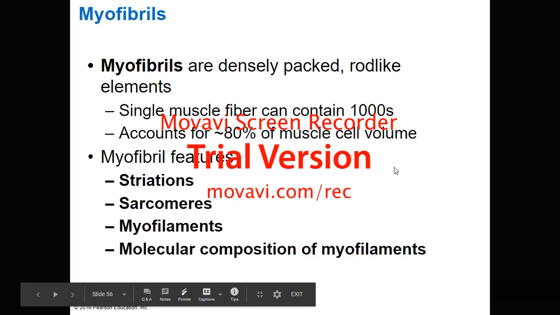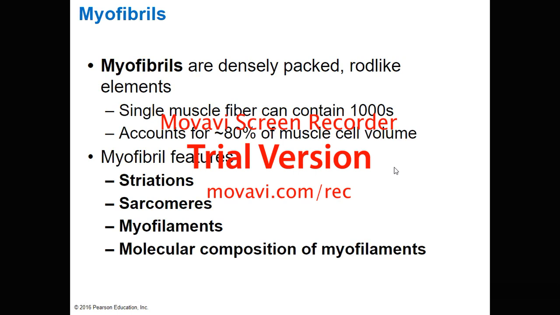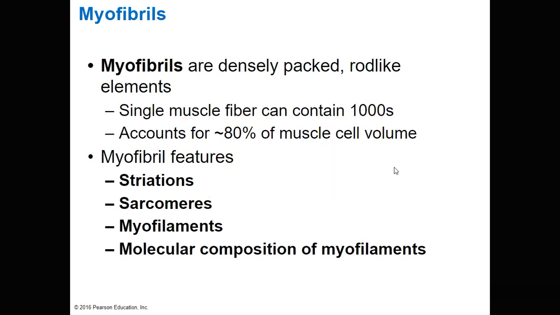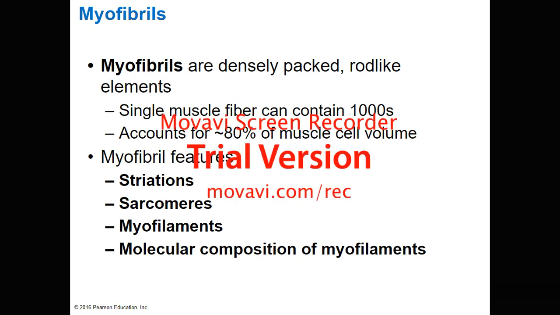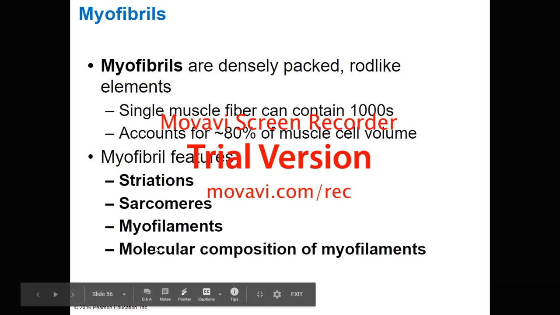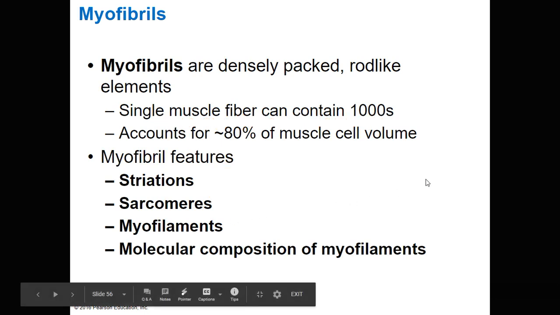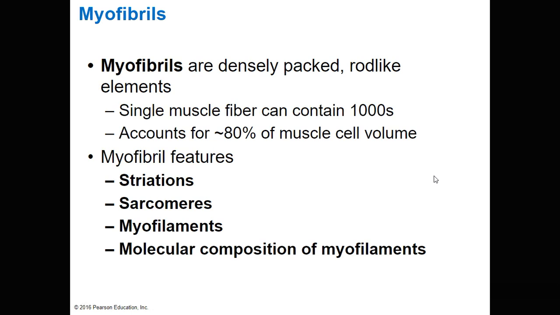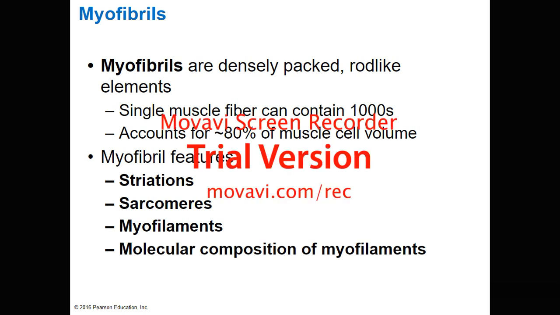Each muscle fiber is densely packed with a rod-like organelle called the myofibrils. A single muscle fiber can contain thousands of these myofibrils, and they account for 80% of the muscle cell volume. Myofibrils are essentially made up of myofilaments, and these myofilaments are made of either actin or myosin. If they're thin, they're made of actin. If they're thick, they're made of myosin.